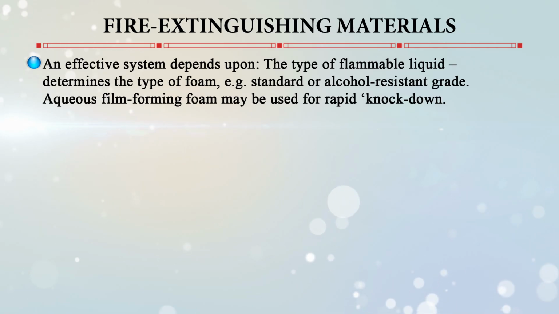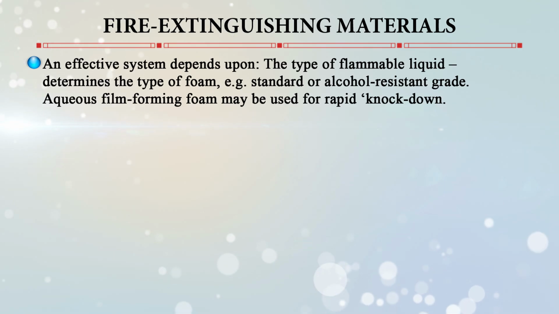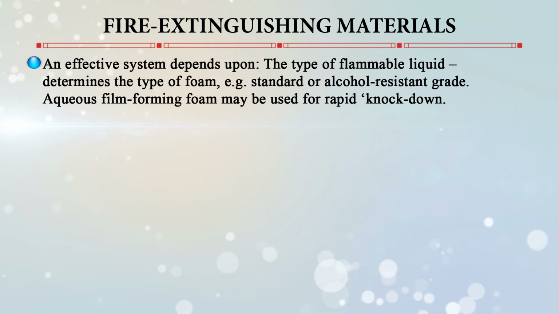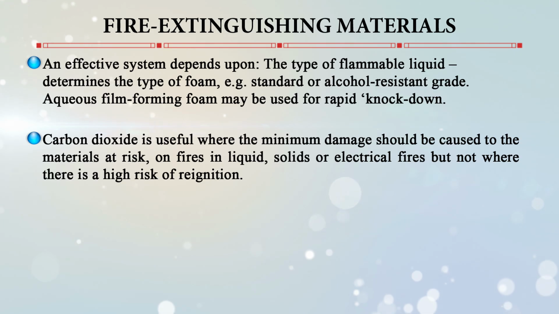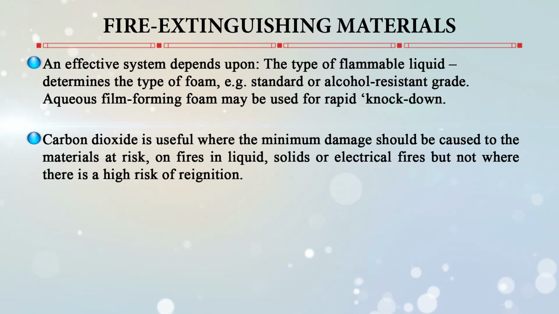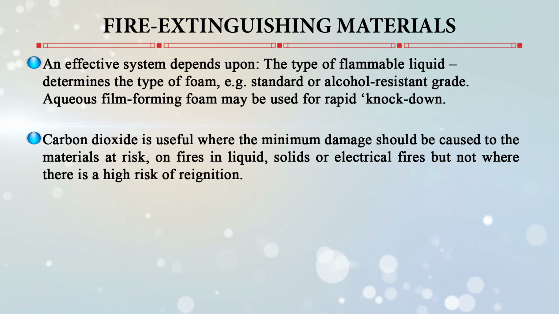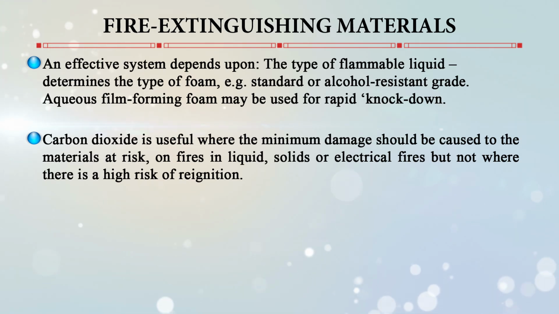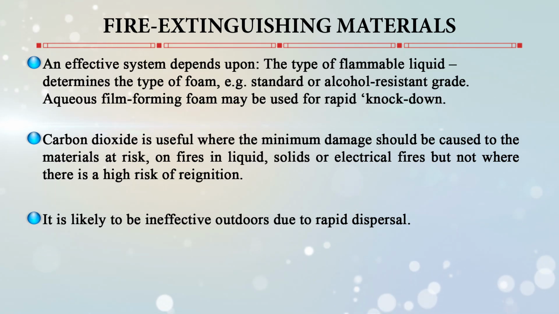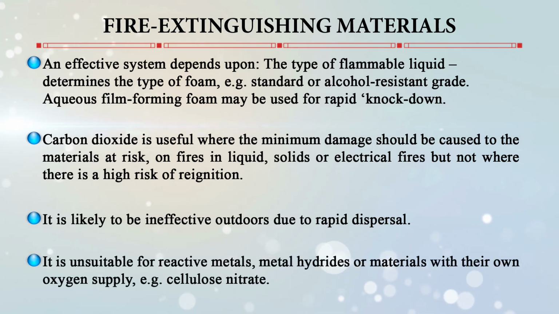For example, standard or alcohol resistant grade will be used, and aqueous film forming foam may be used for rapid knockdown. Carbon dioxide is also useful wherever minimum damage should be caused to the materials at risk on fires, like in liquids or solids or electrical fires, but not wherever there is a high risk of reignition. It is likely to be ineffective outdoors due to the rapid dispersion because of the air movement. It is unsuitable for reactive metals, metal hydrides, or materials with their own oxygen supply like cellulose nitrate.